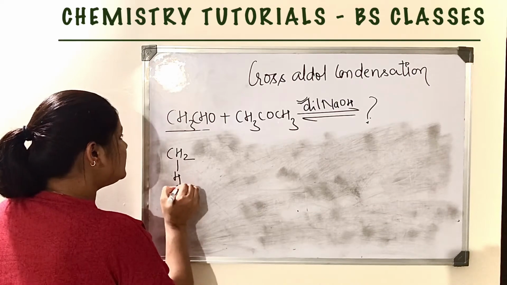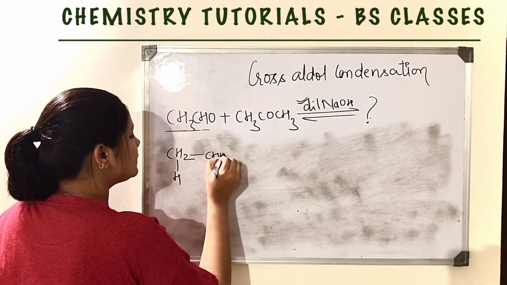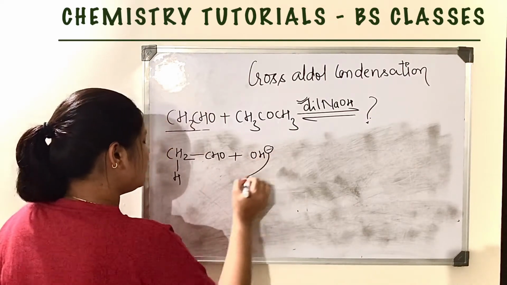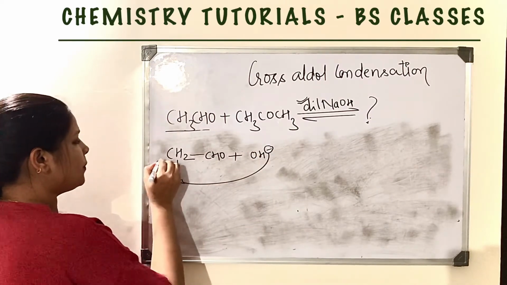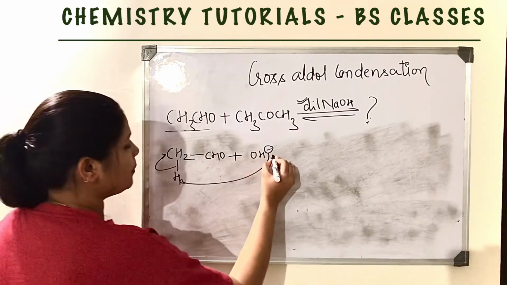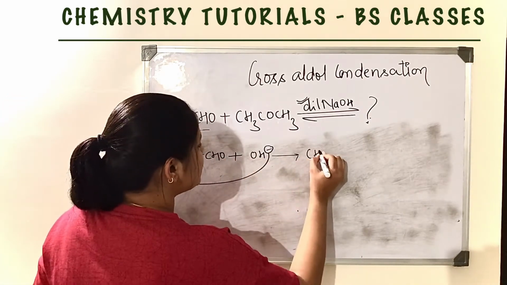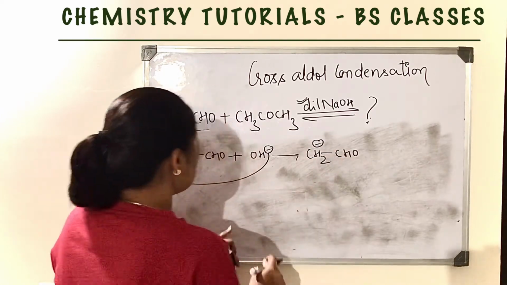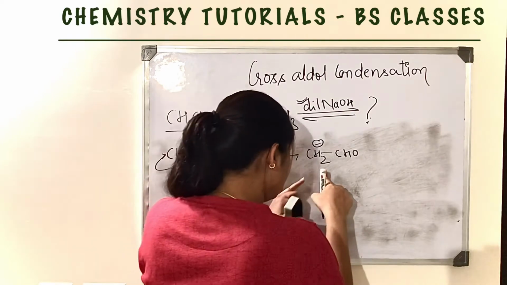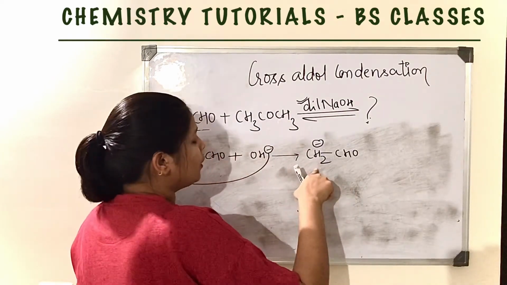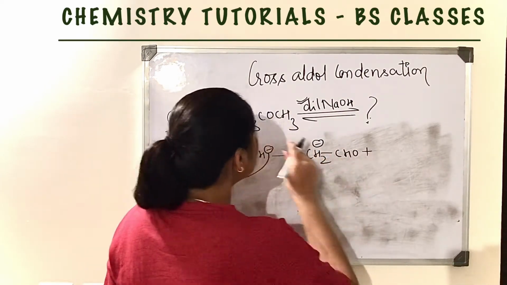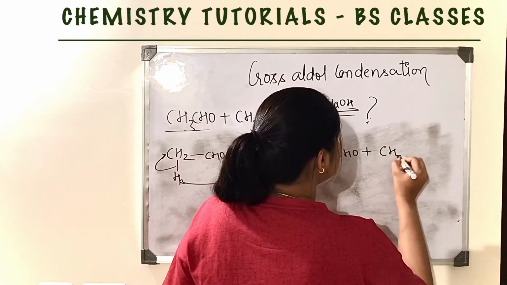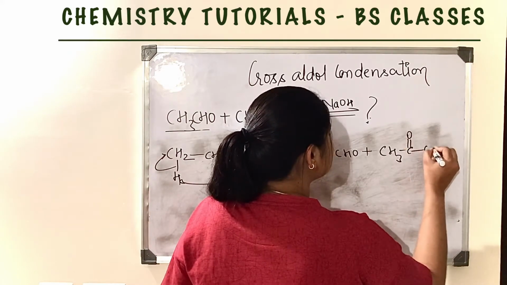We can write this aldehyde like this, and we have base, that is OH minus. It will take this hydrogen and the bond between them completely shifts to this carbon and forms CH2 minus CHO. And now this is a nucleophile, and now we need an electrophile. Now we take the molecule of ketone, CH3COCH3.